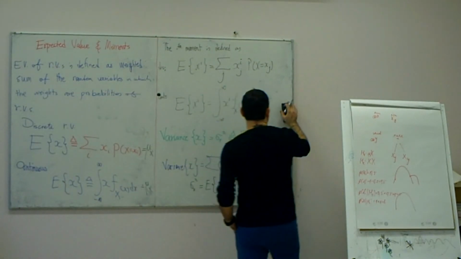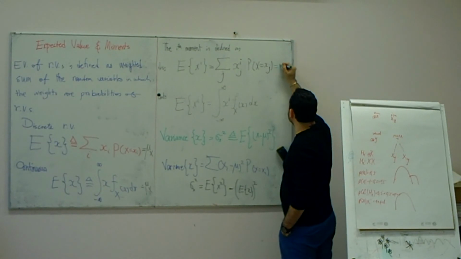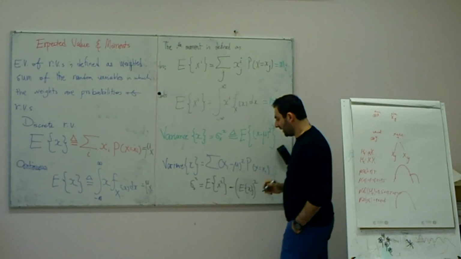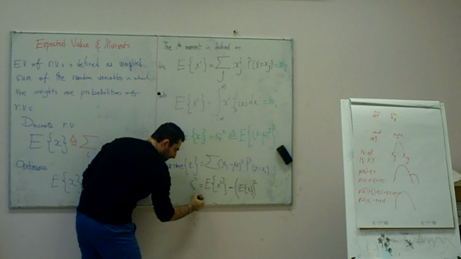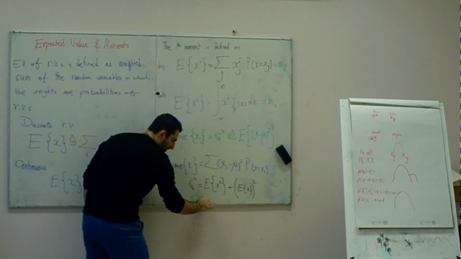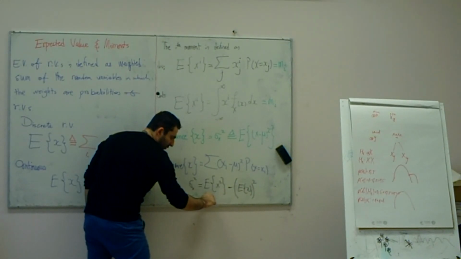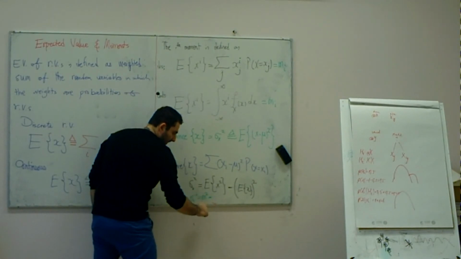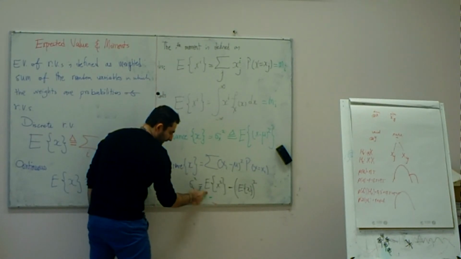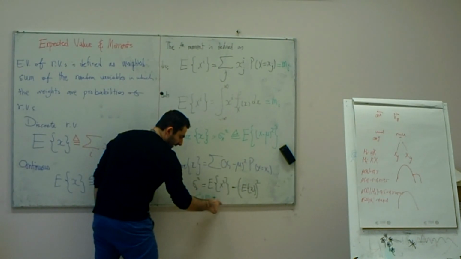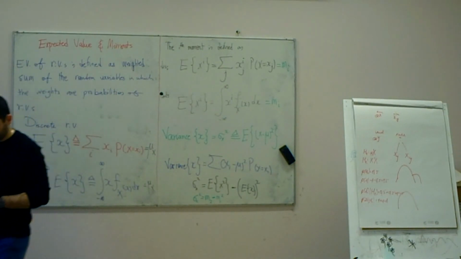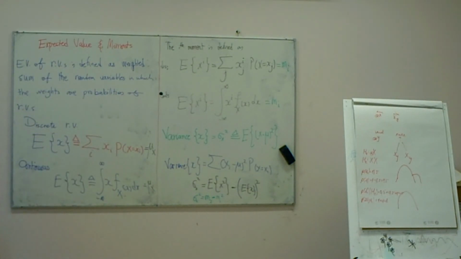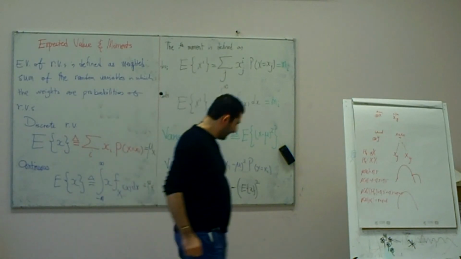When we have the moments, we represent them by m, so this is mi. So I can write it as m2 minus m1 squared.